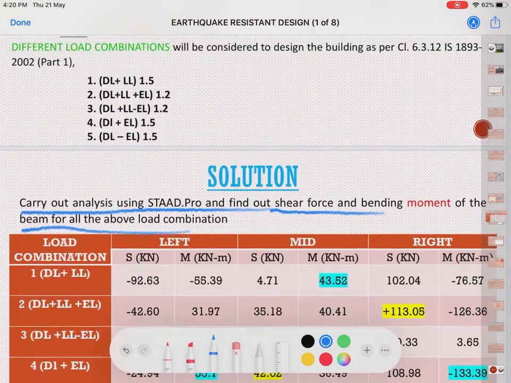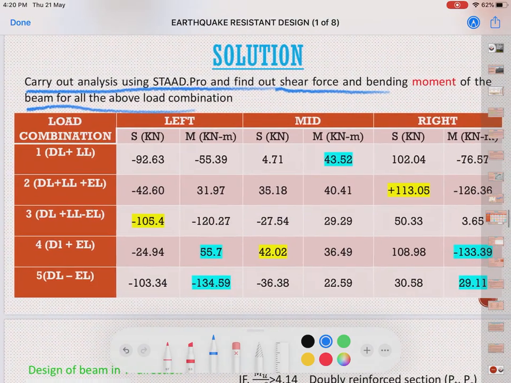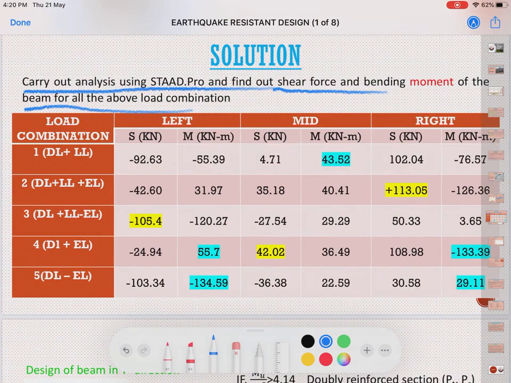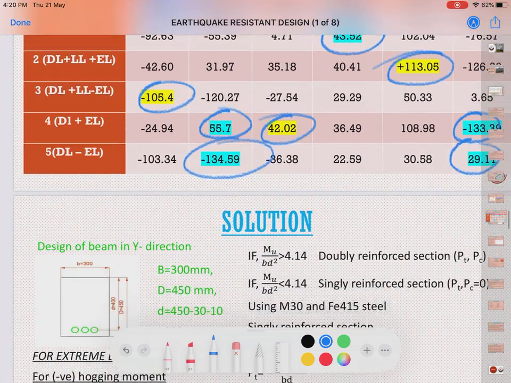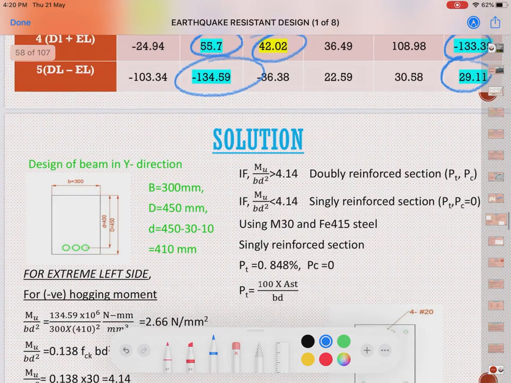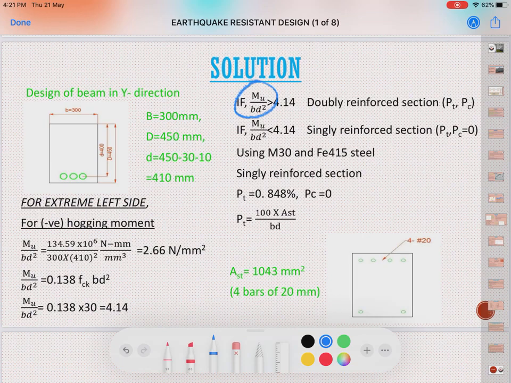And StaadPro is a software where we can put all these values, and then we can calculate shear force and bending moment for all the beams, for all the above load combinations. What are the load combinations? These are the load combinations, and we can do this in the later 7th semester practical lab. If you come, then we will teach you how to calculate the shear force and bending moment at 3 points in the beam: left of the beam, mid of the beam, right part of the beam. Wherever you get the maximum values, for those values we need to design the beams.